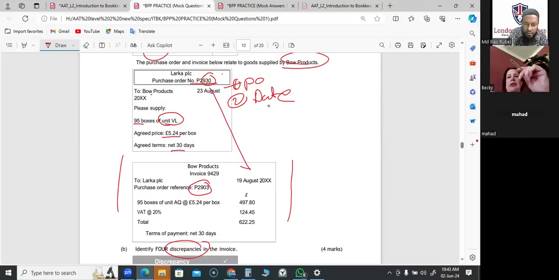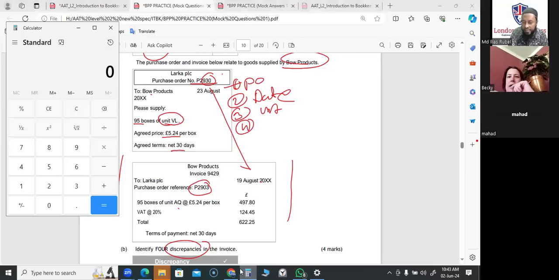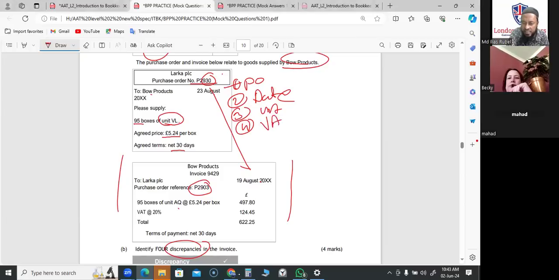95 is correct. Got the unit code wrong. Oh yeah, unit. They said VL, we said AQ. Unit code. Number four, now we should do a little calculation. You see, 95, does it really make 95 times 5.24? It is correct, which is 490. Then I'd like to check the VAT times 20%. No, VAT is 99.56. Do you see that? And what is their VAT? Yeah, 120. So VAT is the discrepancy.